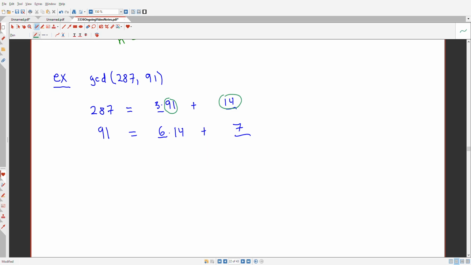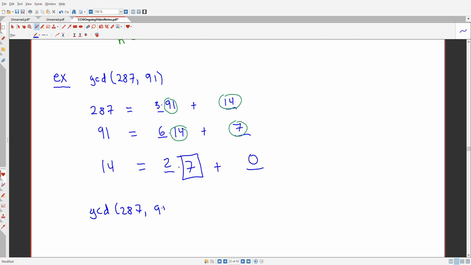Okay, and then we go in this stage and we say, okay, 14 and 7, what I'm going to try and do now is take 14 and divide it by 7. That's going to be some number of multiples of 7 plus some remainder. This one is probably pretty easy to do. That's 2, and that's 0. Right, so this is where the algorithm stops because we got a remainder of 0. And now what does it tell us the greatest common divisor is? It's this number, 7. So the GCD of 287 and 91 is 7.